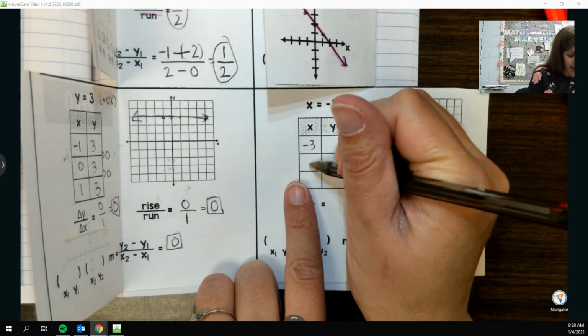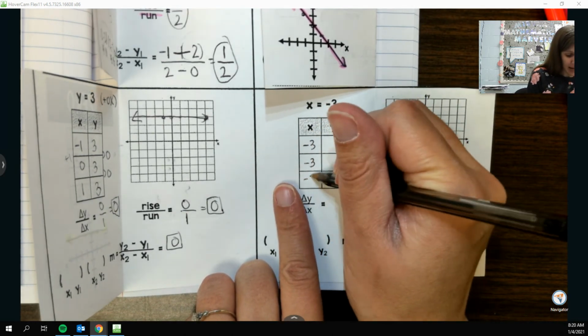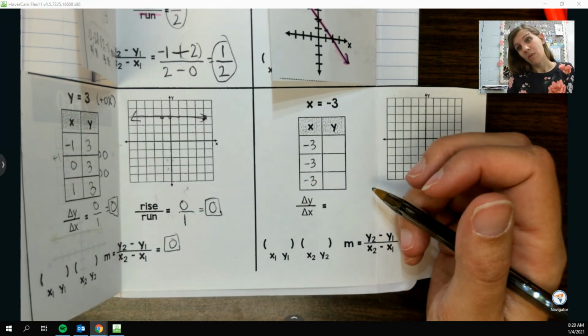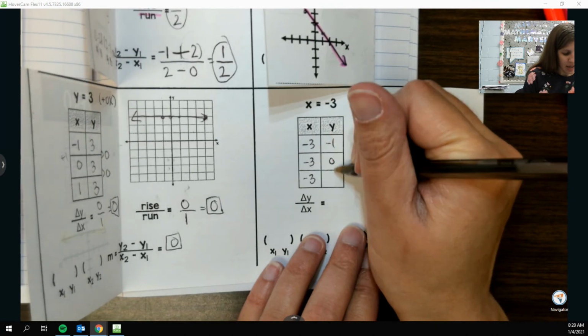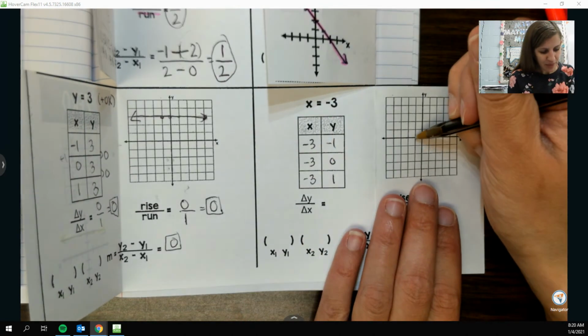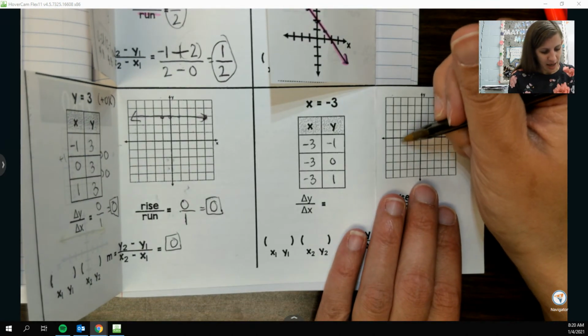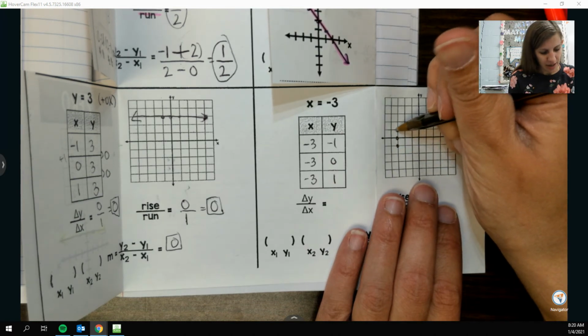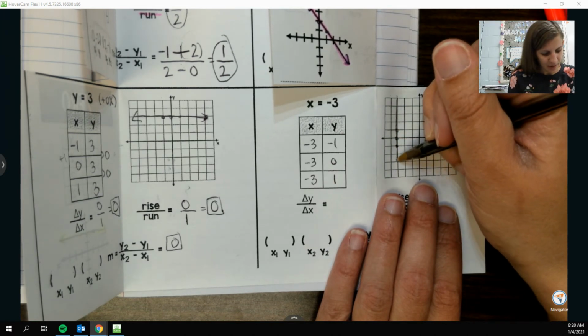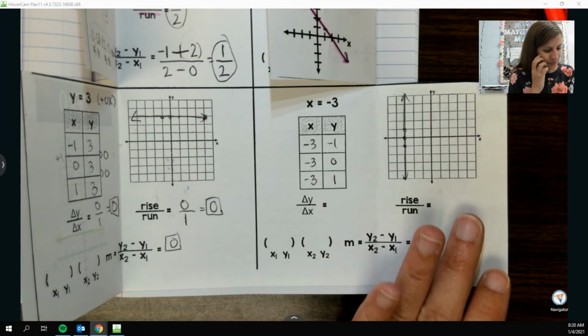So I don't get to pick x here. It's always going to be -3, which means that y can be whatever it wants to be. So I'll make y -1, 0, 1. So if we go (-3, -1), (-3, 0), (-3, 1), we get that vertical line again.